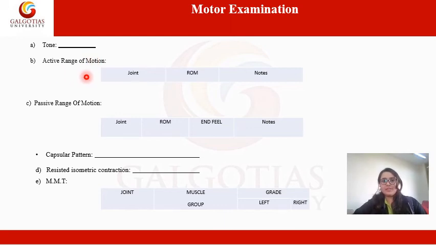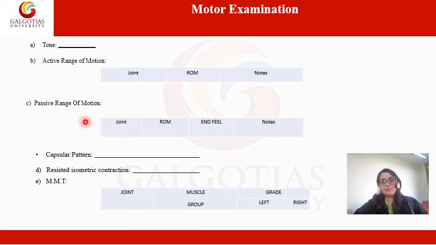Then we will see the active range of motion. We will write down the joint, for example, shoulder joint, and I will write right in the bracket. Then the range of motion, for example, flexion, and here I will write 0 to 150, 160 degrees. Then I will write shoulder joint, left side, range of motion flexion, and so on. After I have completed the active range of motion, I will come to the passive range of motion, where I will also mention the end feel. This we have read in our previous semesters as well. What is the end feel? It could be soft, hard, or bony. So I will write the joint, in a similar way as ROM, and the end feel.